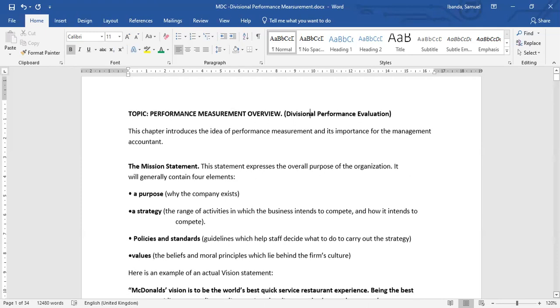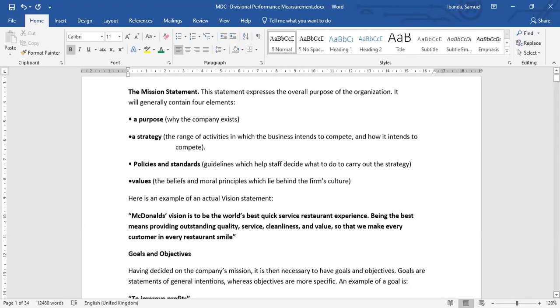So we have an example here for McDonald's, which says McDonald's vision is to be the world's best quick service restaurant experience, okay? Being the best means providing outstanding quality, service, cleanliness, and value so that we make every customer in every restaurant smile. That is their vision, okay? So that's an example of a vision statement.